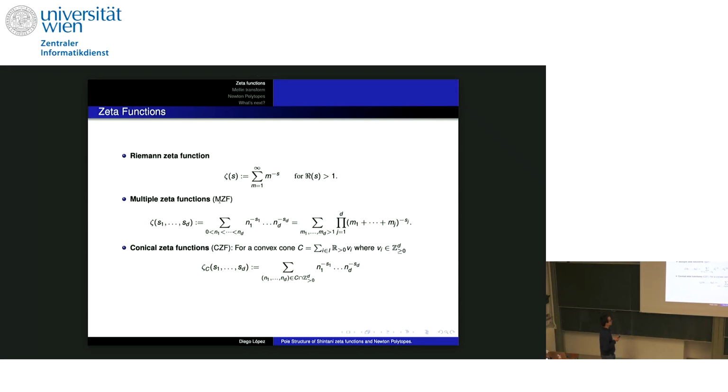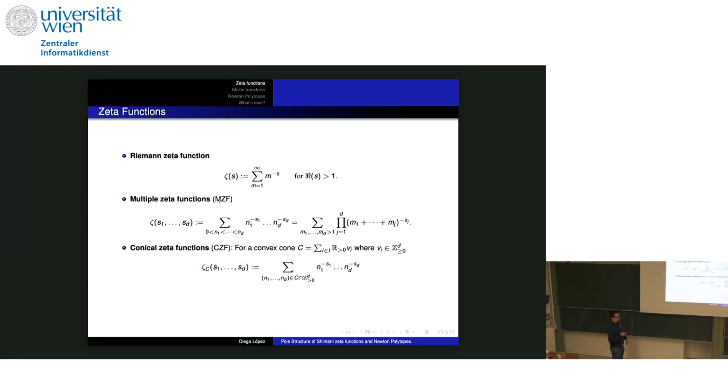So the best known zeta function is the Riemann zeta function. I think most of you are familiar with it. It's originally defined like this. For s a complex number, this sum is absolutely convergent whenever the real part of s is bigger than 1. And then Riemann proved that it has a meromorphic continuation to the whole complex plane, with a single pole exactly at s equal to 1.